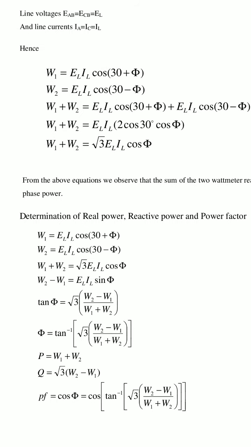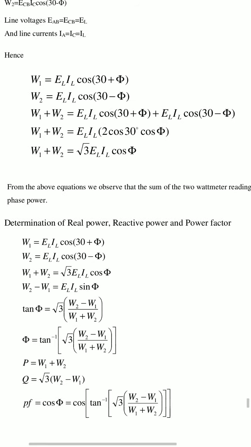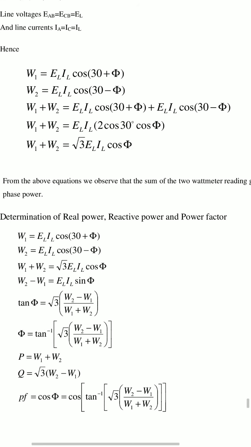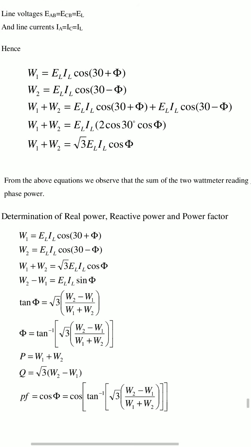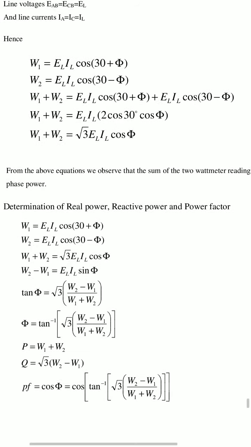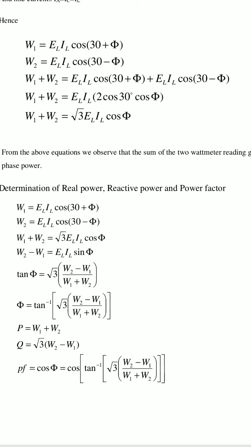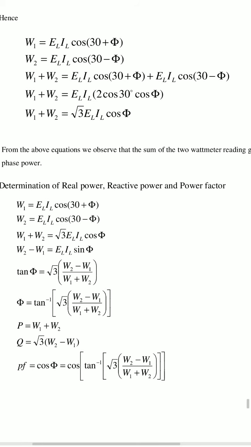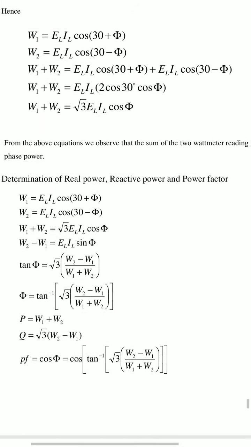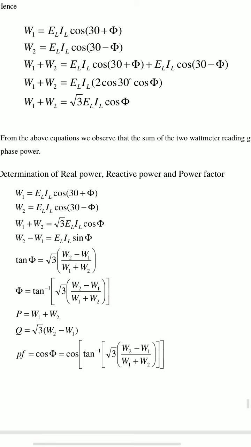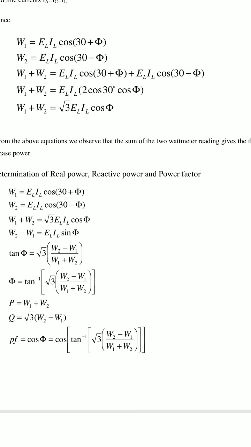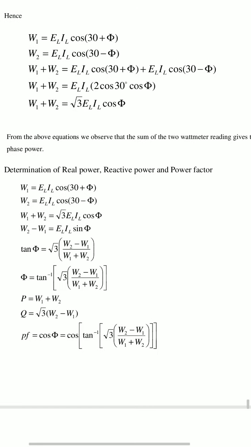So by adding these two readings, W1 plus W2 is equal to EL IL cos(30 plus phi) plus EL IL cos(30 minus phi). So here W1 plus W2 is equal to EL IL 2 cos 30 cos phi. So that is W1 plus W2 is equal to root 3 EL IL cos phi. From the above equations, we observe that the sum of the two wattmeter readings gives the three-phase power.